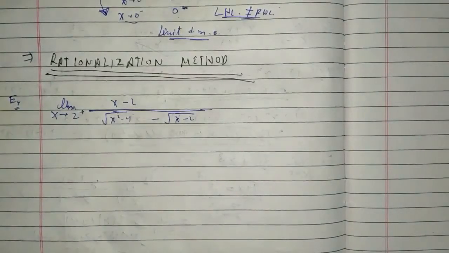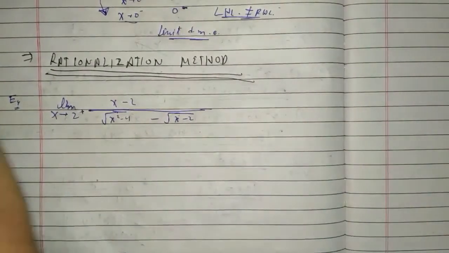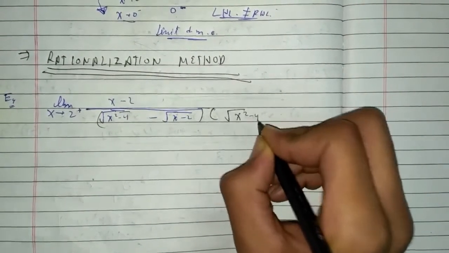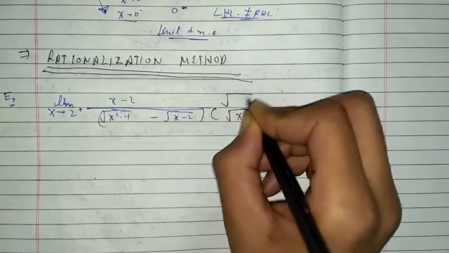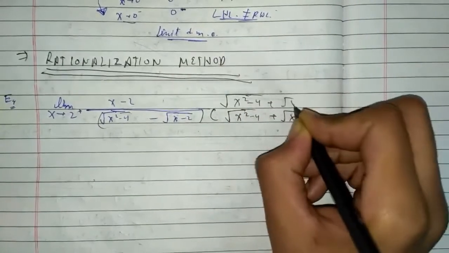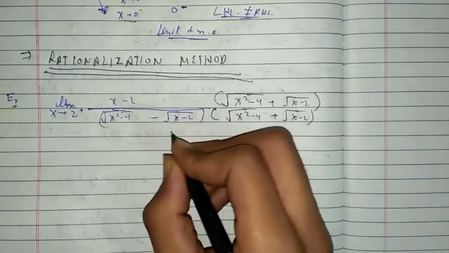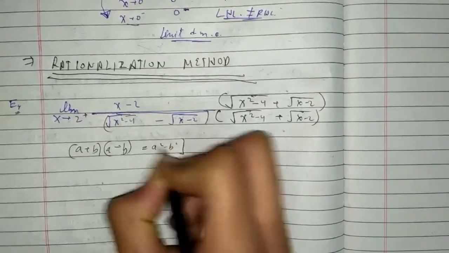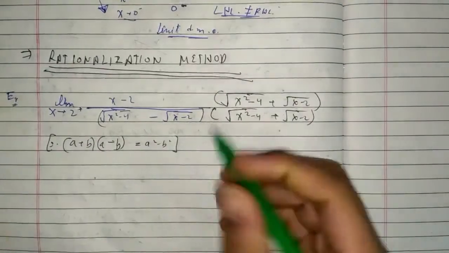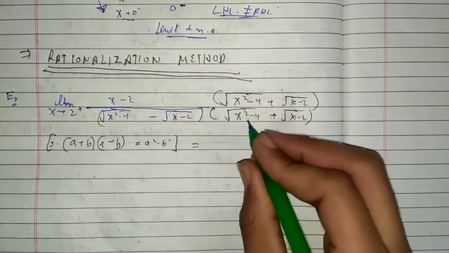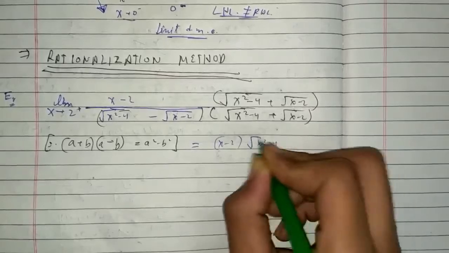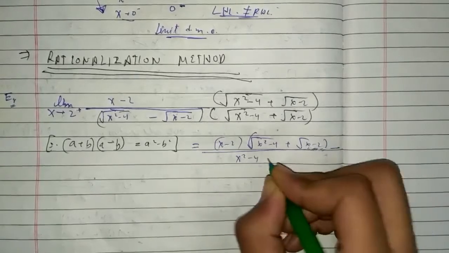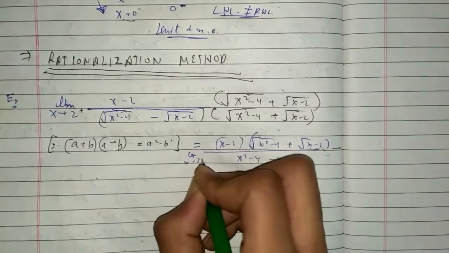So now let's start with the solution. For calculating this, we can multiply with its conjugate, that is root of x squared minus 4 plus root of x minus 2, and the same above to keep the expression the same. And you know that (a plus b) times (a minus b) is equal to a squared minus b squared, which we already know. So it becomes (x minus 2) times (root of x squared minus 4 plus root of x minus 2) upon (x squared minus 4 minus x plus 2), limit x tends to 2 plus.